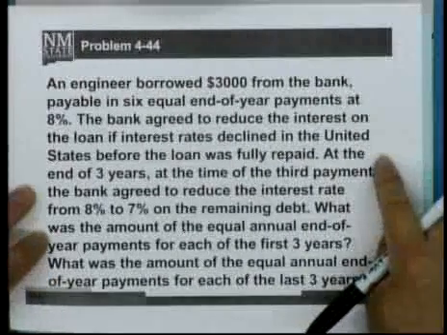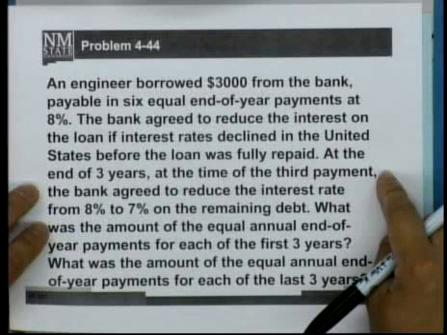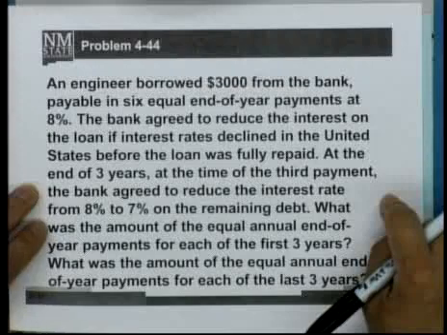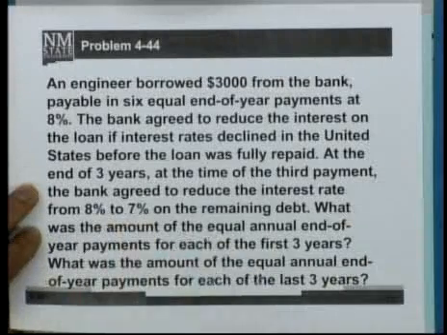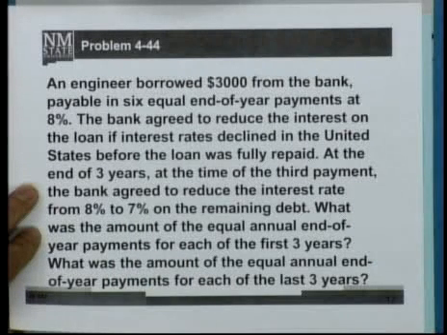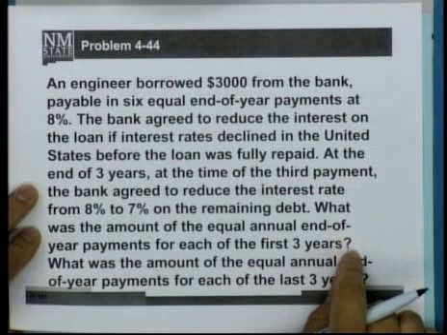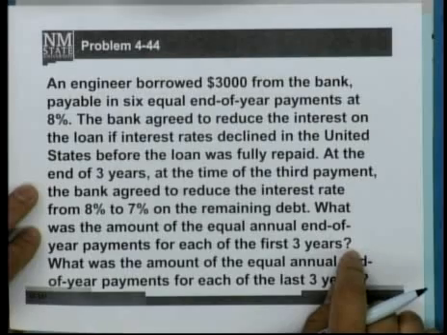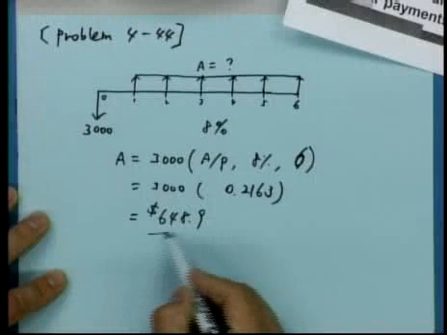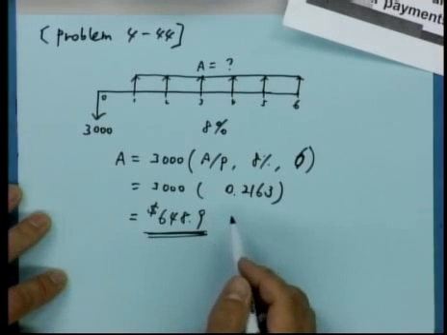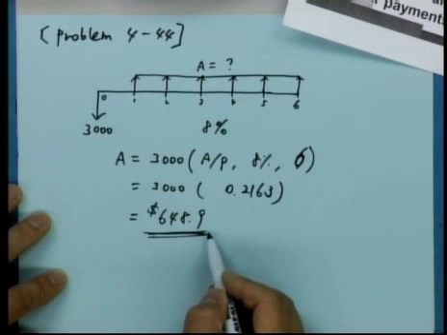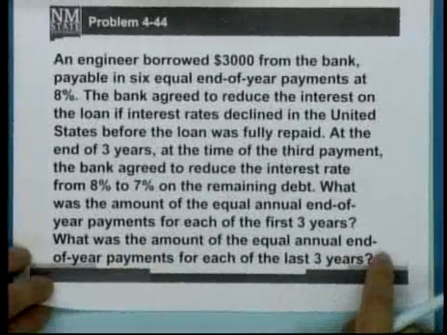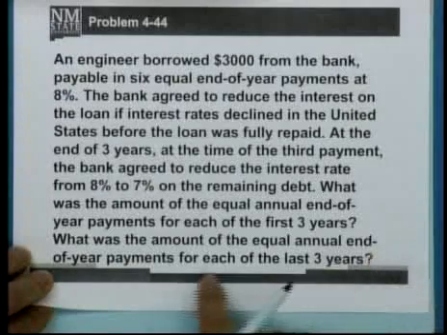According to the problem description, at the end of 3 years, at the time of the third payments, the bank reduced the interest rate on the remaining debt from 8% to 7%, right? And we'd like to know what was the amount of the equal annual end of year payments for each of the first 3 years. We already got the solution for the first question, which is this. So this is the amount of the equal annual end of year payments for each of the first 3 years. And then the next question is what is the amount of the equal end of year payments for each of the last 3 years.